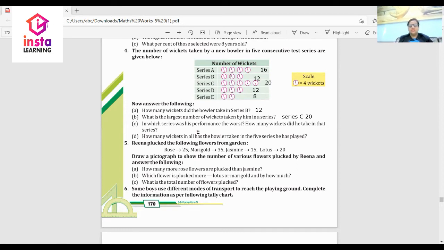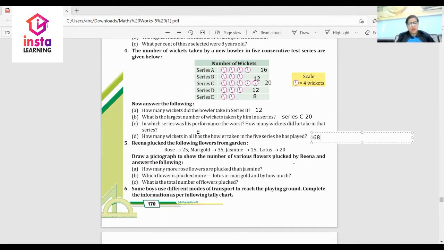Okay, how many wickets in all has the bowler taken in the 5 series he has played? So just see, 1, 2, 3, 4, 5, 6, 7, 8, 9, 10, 11, 12, 13, 14, 15, 16, 17. When you see that 17 is there, you have to multiply it with 4. So the answer will be 68. He has taken 68 wickets in total.